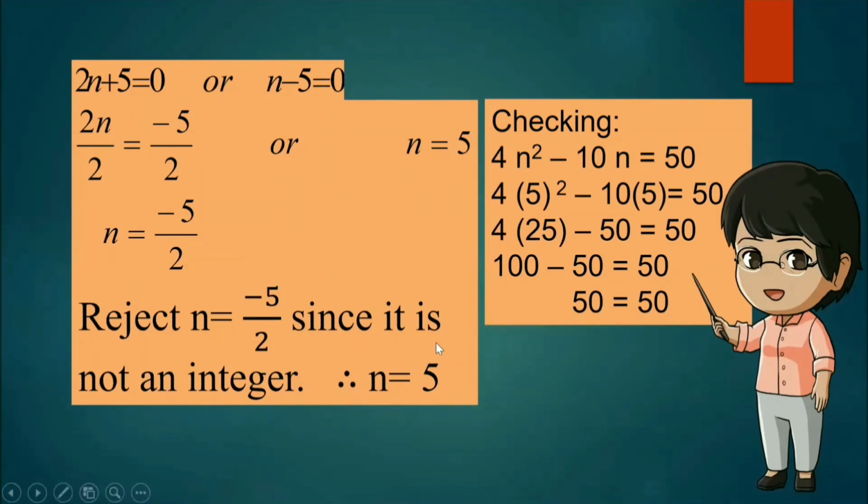is equal to 5. Checking, we have 4n squared minus 10n is equal to 50, and substituting n is equal to 5, we have 4 times 5 squared minus 10 times 5 is equal to 50, and we end up with 50 equals 50. So the answer is correct.